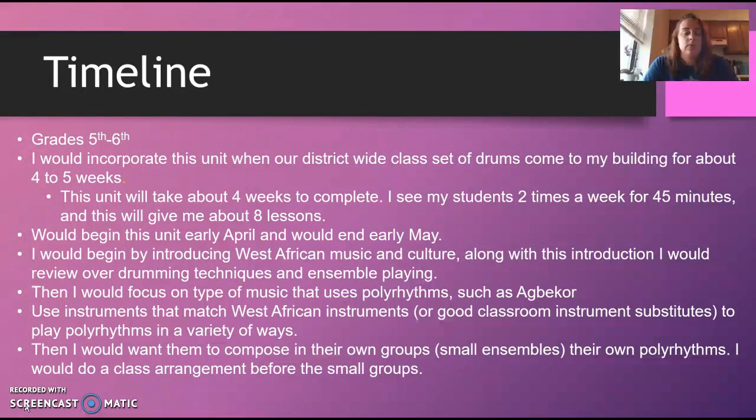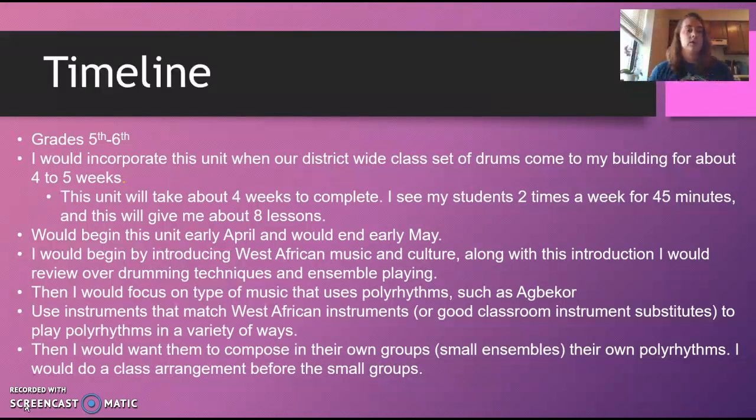With one of my buildings that I'm focusing on tailoring this to, I would see my students 2 times a week for 45-minute class periods. So this would give me about 8 lessons or so to focus this whole unit on. I plan to do this unit about early April to early May. I like the idea of doing this unit near the end of the year so that I could use the front portion of the year to hopefully help set up any foundational rhythm or steady beat or anything that I would need to do to prepare them for this unit.